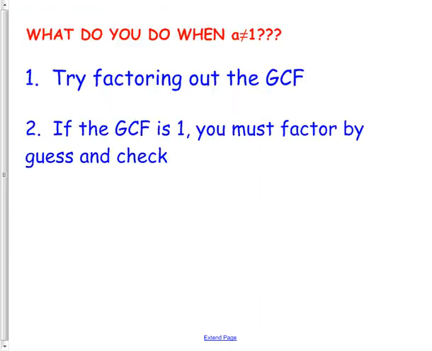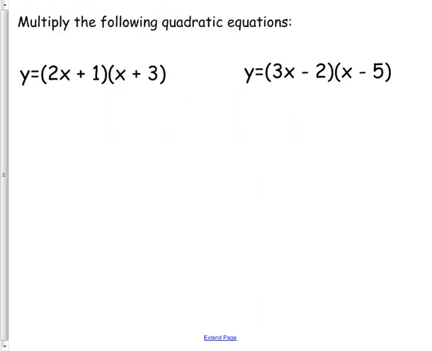All right. Let's get into some actually harder ones here. This is just multiplying it out. You do a lot of first, outside, inside, last.